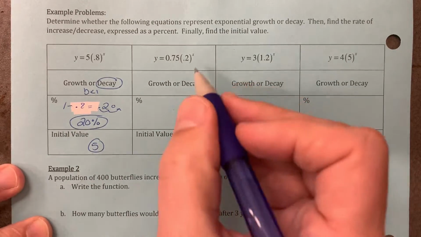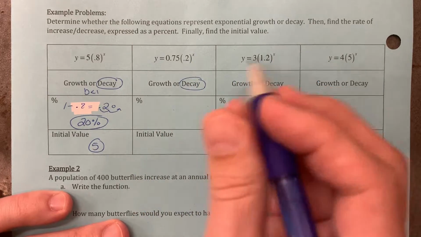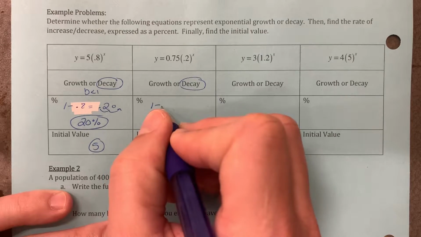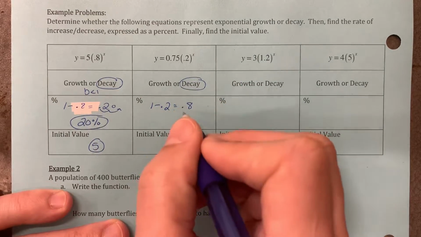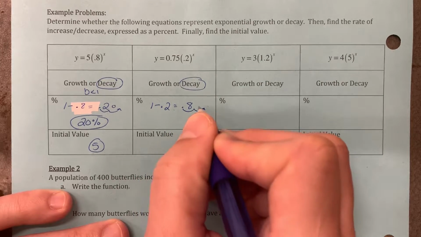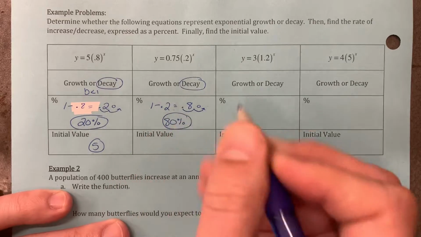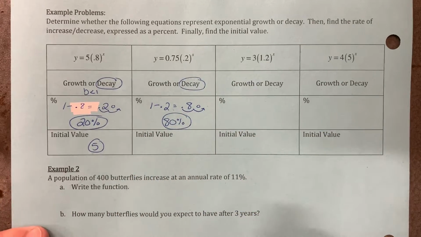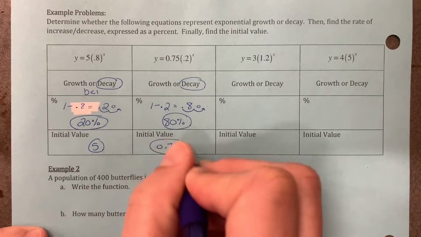And so here, less than 1, decay. Subtract it from 1. 1 minus 0.2 would equal 0.8. Bump the decimal twice. Fill in your 0. That means it was an 80% decay. What was the initial value? That is your a value of 0.75.